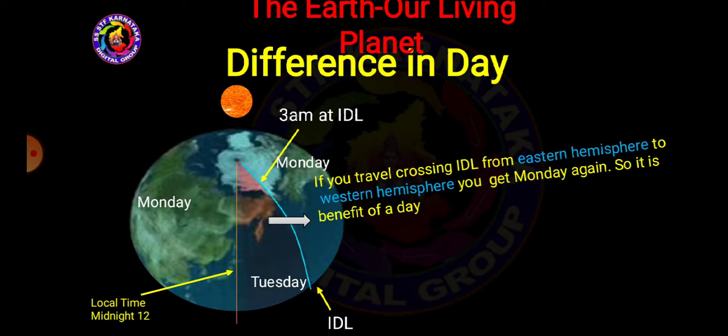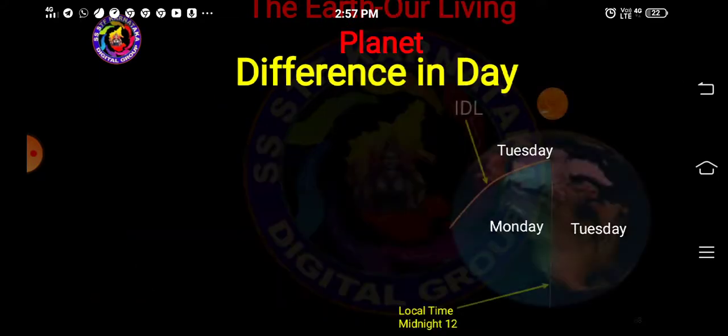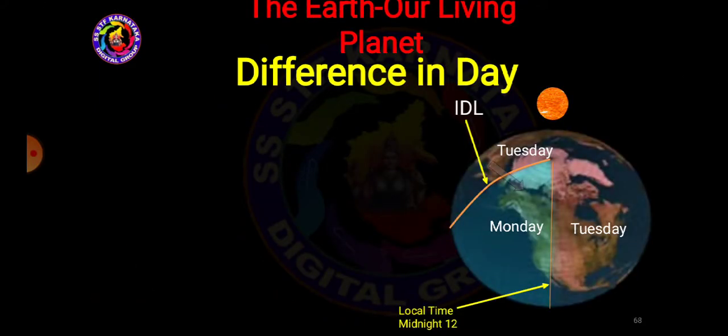If you travel crossing IDL from eastern hemisphere to western hemisphere, you get Monday again. So it is a benefit of a day. If you travel crossing IDL from western hemisphere to eastern hemisphere, before you completely experience Monday, you will have Tuesday. Differences in day.